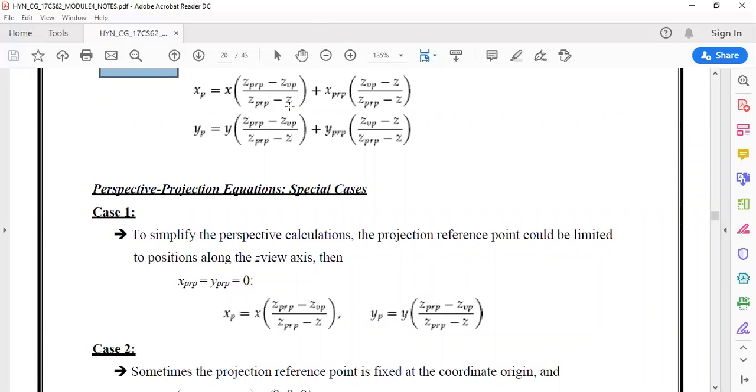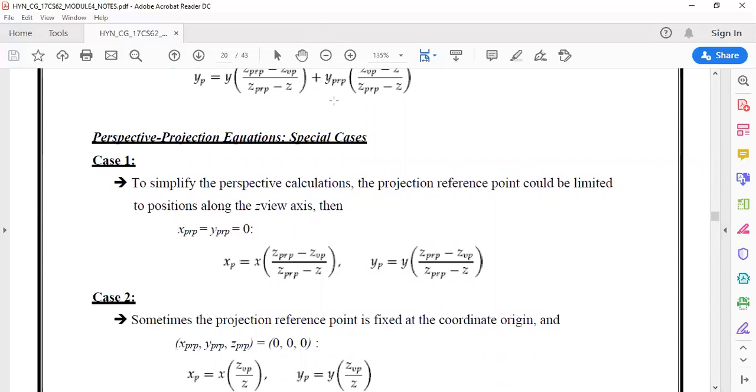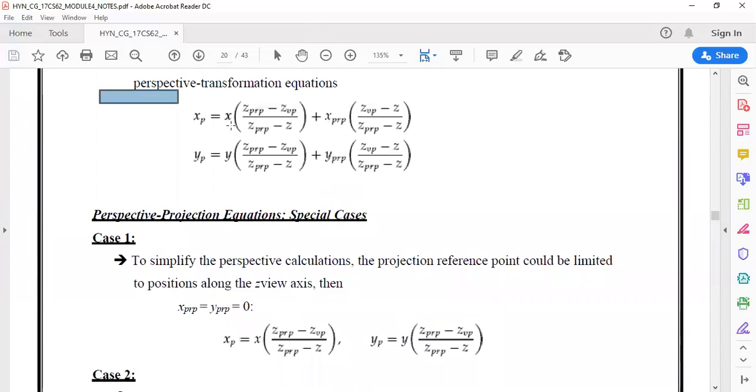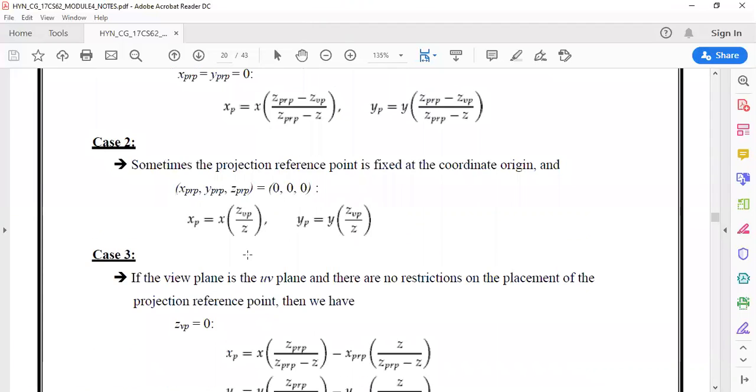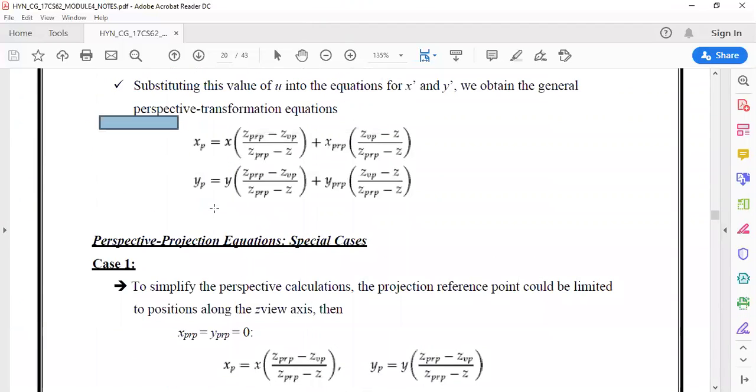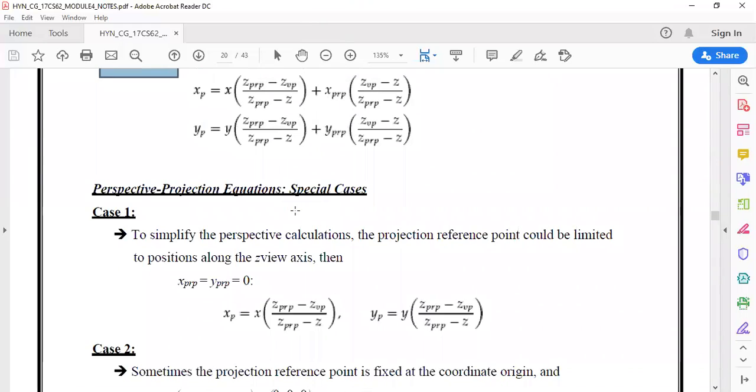If you substitute 0 in this equation, you will get xp equal to x into zvp by z, and yp equal to y into zvp by z, because your zprp is 0. So 0 minus zvp over 0 minus z gives minus zvp over minus z. The minus signs cancel, and you get zvp by z.